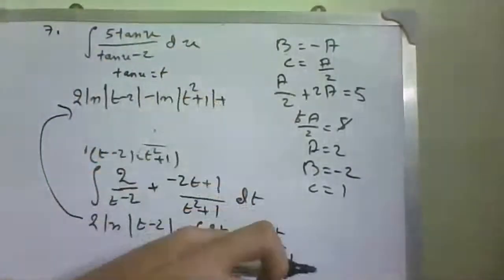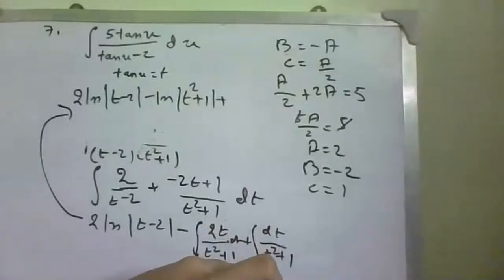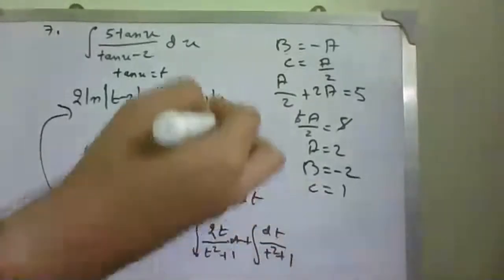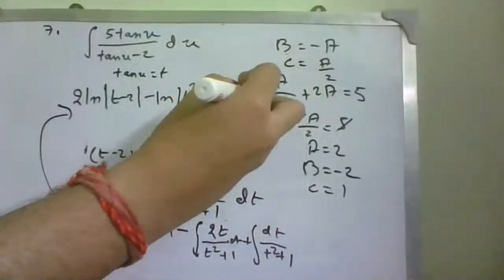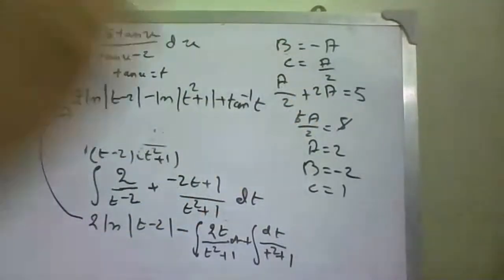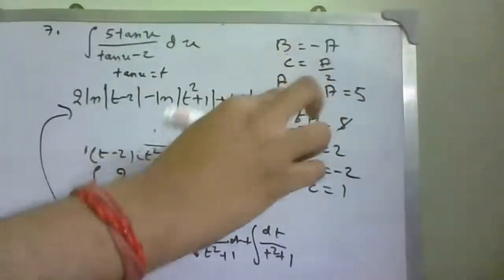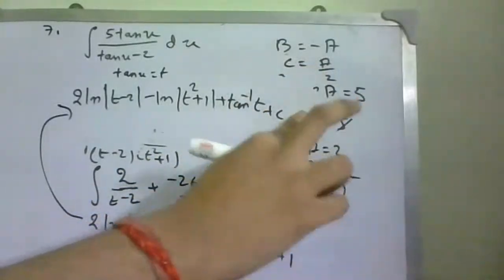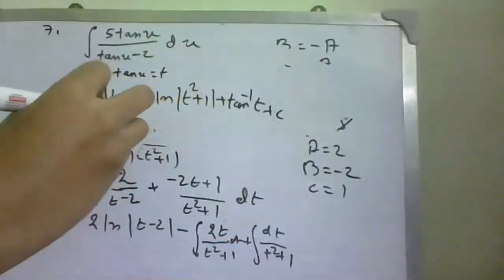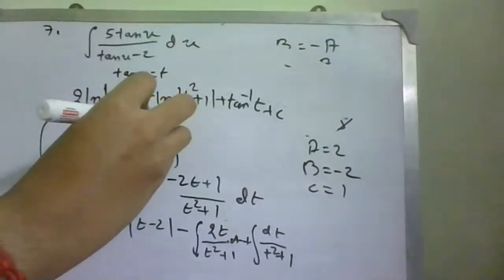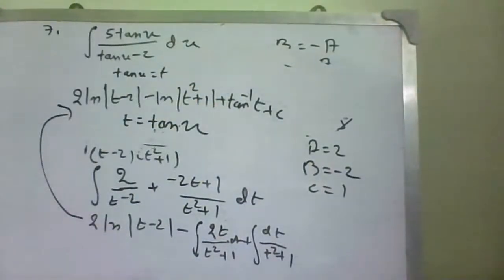And the integral of 1 over t square plus 1 is basically tan inverse t. So this is basically the answer, where t is tan x. I'm not writing tan x again because it's quite understandable and it will make things messy. So I hope it is understandable.